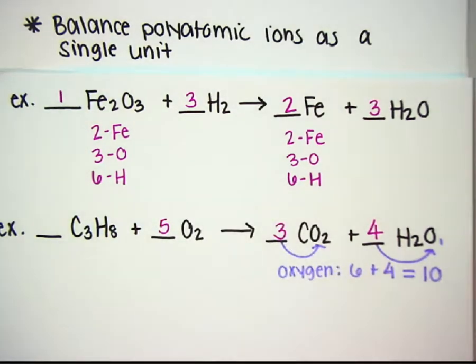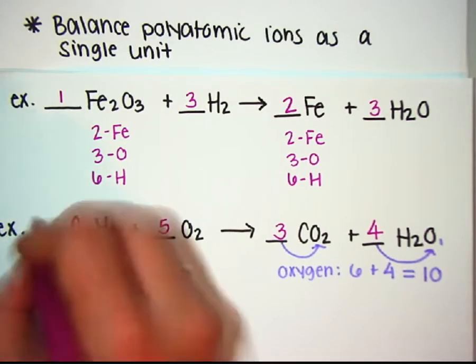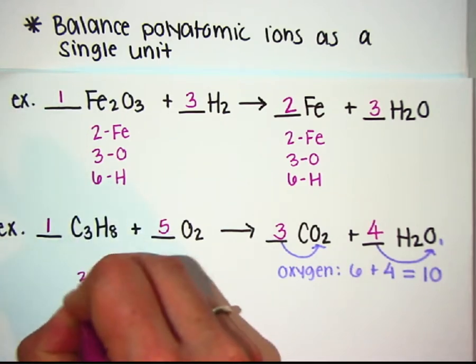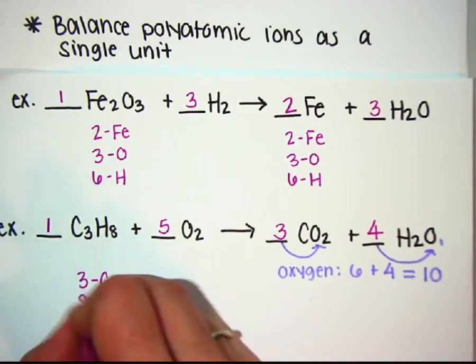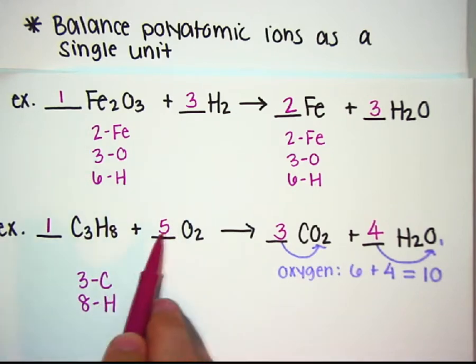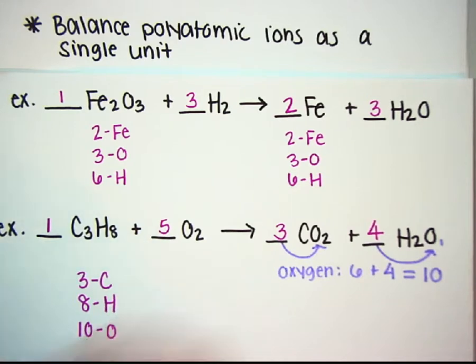Last up, let's go through and count my ions. Again, I can either leave this blank or I can put a 1. 3 carbons. 1 times 8 is 8 hydrogens. 5 times 2 is 10 oxygens.